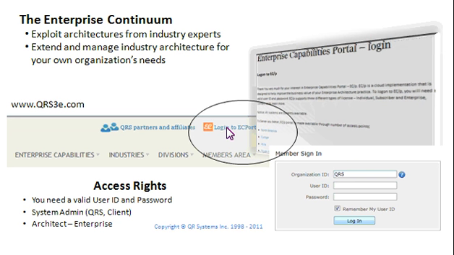To get there, you will need to log on to ECP. You log on to ECP by going to qrs3e.com and logging into the ECP portal. This module of the ECP is only accessible to the enterprise clients of ECP.